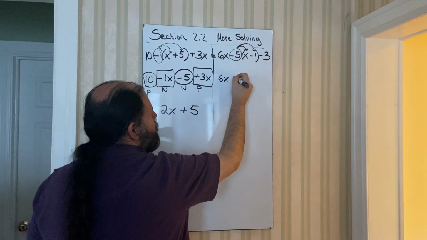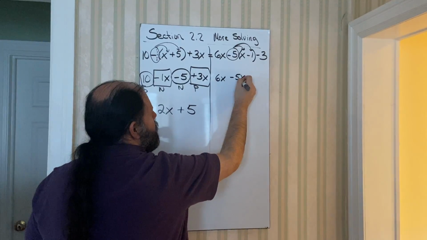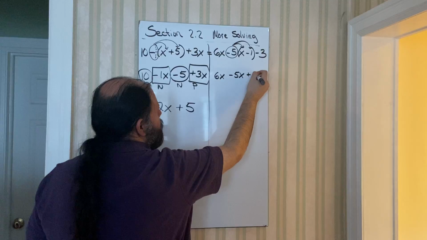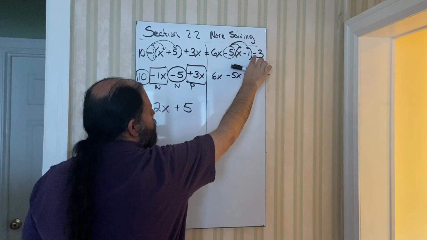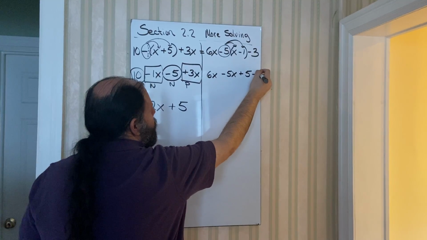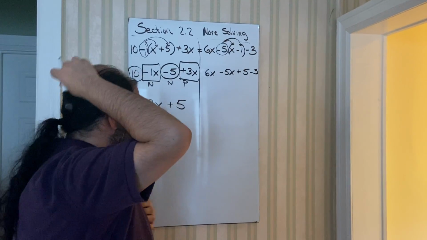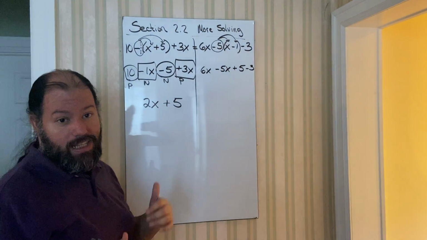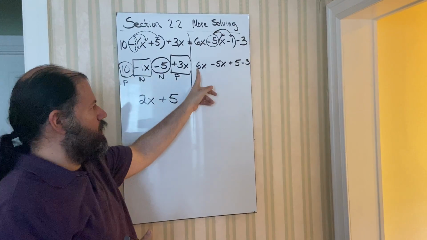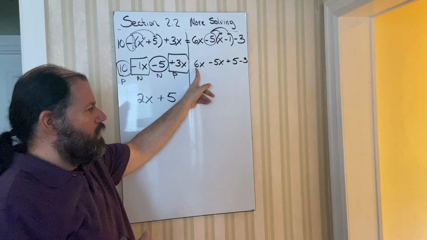-5 times x is -5x. Negative times negative is going to be a positive 5. And then -3 is on the outside of the parentheses. Don't distribute, just bring down. Once you have this, then you can start collecting any like terms. Remember, we're ignoring this side. Just focus on the right-hand side.